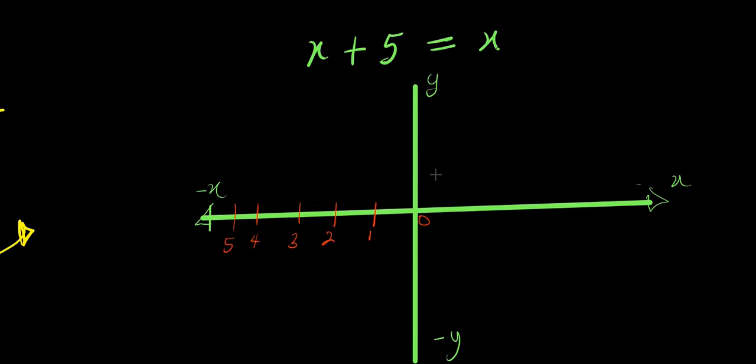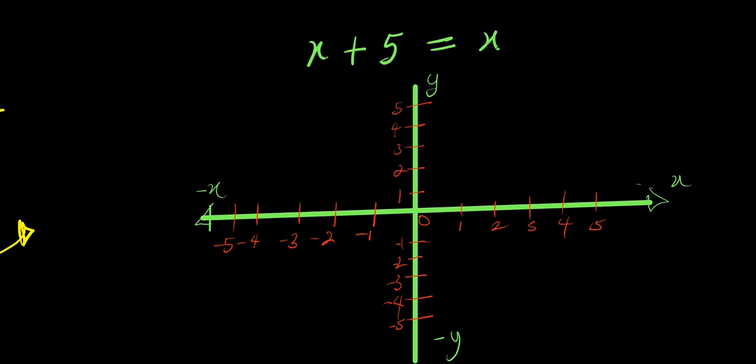So here we have 1, 2, 3, 4, 5. Now, here we have minus 1, minus 2, minus 3, minus 4, minus 5. And here, remember, that is the negative axis, while this is positive. So we have 1, 2, 3, 4, 5.